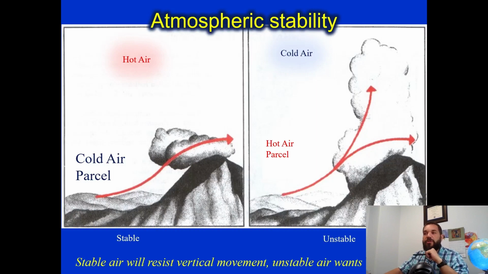Okay, so what the heck does stability mean? Stability is how much vertical movement there is in the air. So I want you to consider two scenarios. Let's say that you have a parcel of air and it starts to rise. Let's say that it's going over a mountain and it starts to rise. And as it rises, it cools down.